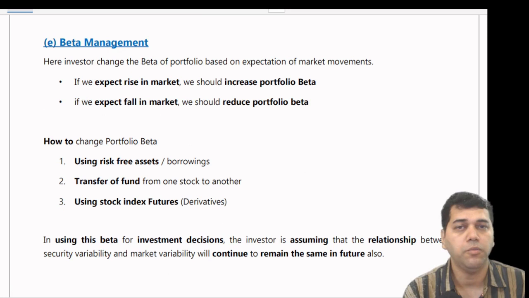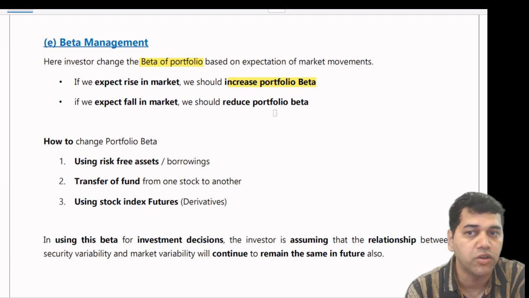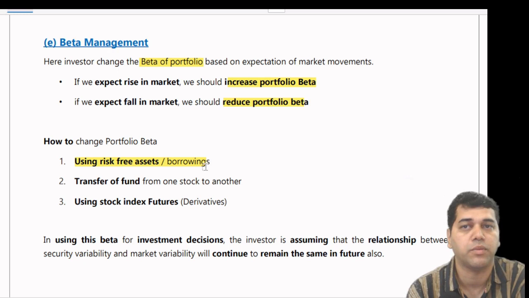Now, beta management. What is beta management? We already did that. Here we are going to change the beta of the portfolio. How? If you expect the market is going to increase, you are going to raise the beta of the portfolio. And if you think the market is going to fall, you will reduce the portfolio beta. How? By using either the risk-free assets or by borrowing. That means you borrow money, invest on the high beta stocks.